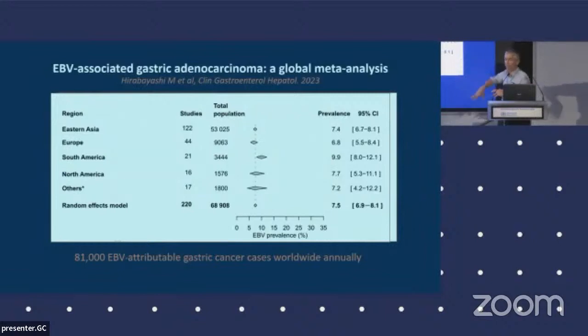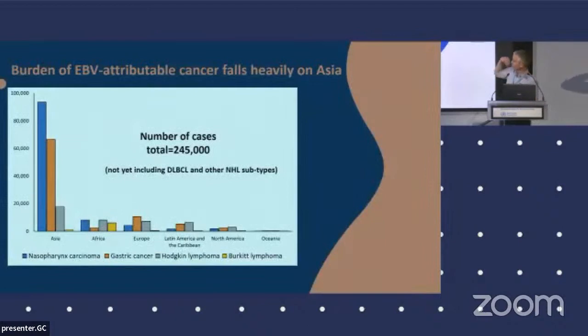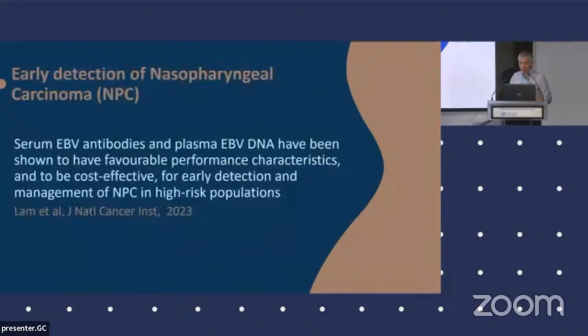And so when you apply that 7.5% to the global numbers of gastric cancers worldwide, you come up with another 81,000 EBV-attributable gastric cancers to add to the burden that was previously published. So the burden of EBV-attributable cancer does fall heavily on Asia, because that is where nasopharyngeal carcinoma is very focused, and that's also where gastric carcinoma is very heavy. And so about 250,000 annual cases of cancer are estimated to be due to EBV. And that's before yet including these other NHL subtypes, of which particularly the diffuse B-cell lymphomas, we think have an involvement of EBV. So the causality spectrum is expanding for EBV.